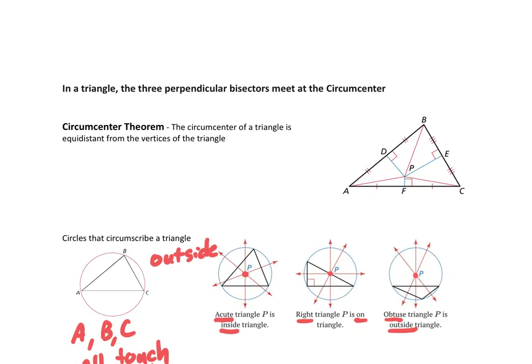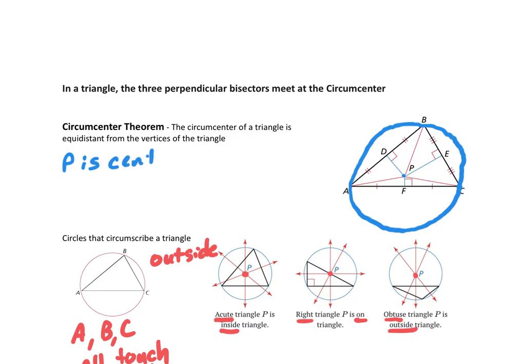Now, if I was going to do that up here, and this isn't going to look great, but at least you kind of get an idea, because I'm going to kind of freehand this. If I were to circumscribe around the outside of this triangle, okay? We have a circle that goes around the outside. P is the center of the circle.